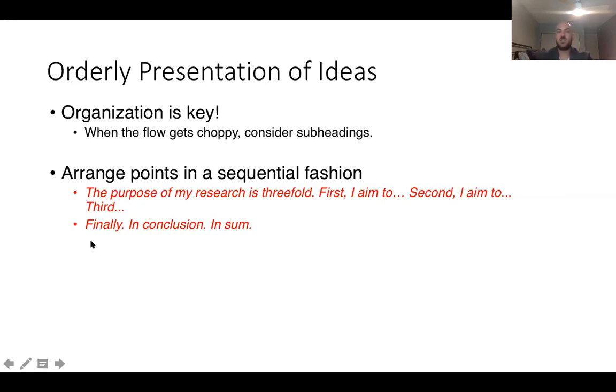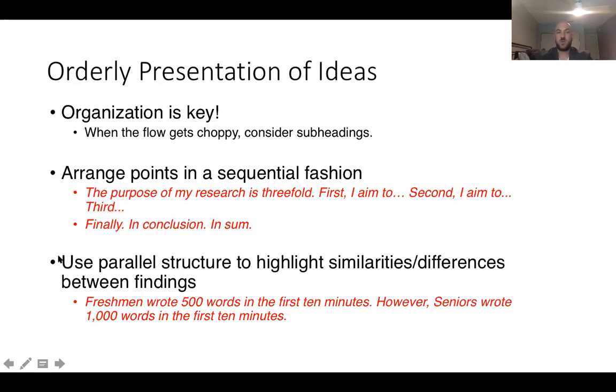It's fine to use words like finally, in conclusion, in sum, to let them know, hey, we're tying a bow on some things. I just introduced a bunch of things and now I'm going to pull it all together. Use these words not as space filler, but strategically to let the reader know that you're bringing ideas together.